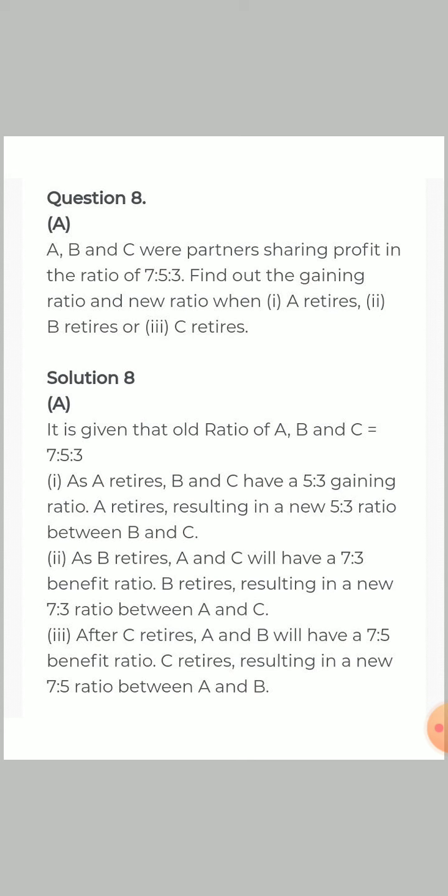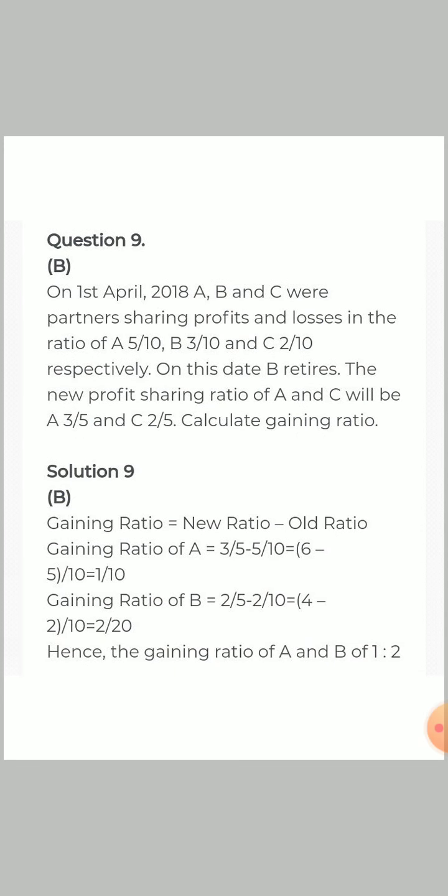Moving forward, question 9b states: on 1st April 2018, A, B and C were partners sharing profit and loss in the ratio of 5/10, 3/10 and 2/10. On this date, B retires. The new profit sharing ratio will be 3:2, that is 3/5 and 2/5. You have to find the gaining ratio.